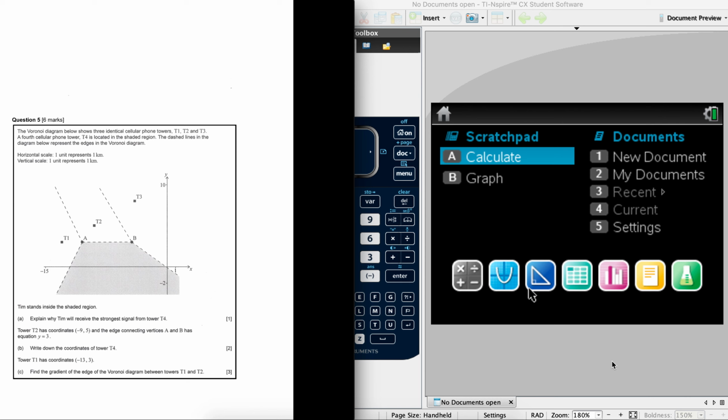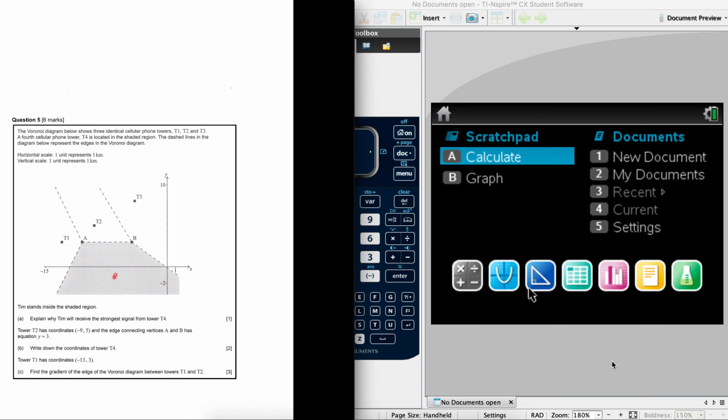on Voronoi diagrams, which is the geometric representation of where things are in space. So this particular one is looking at cell phone towers. Okay, so we've got 3 towers, 1, 2, and 3, and it's showing who is inside the shaded region will receive the strongest signal from T4.